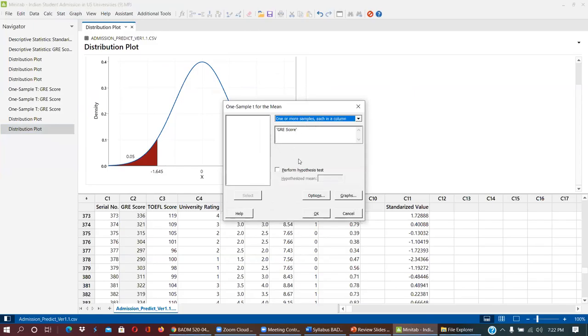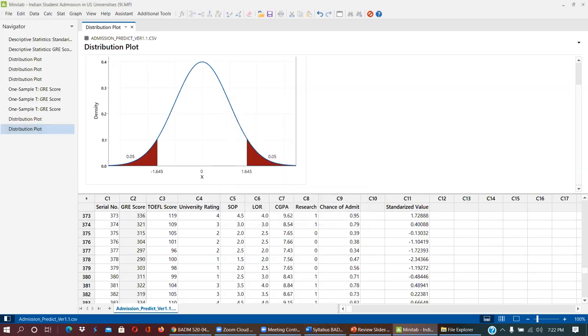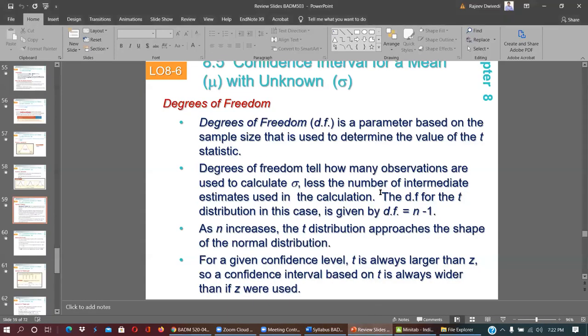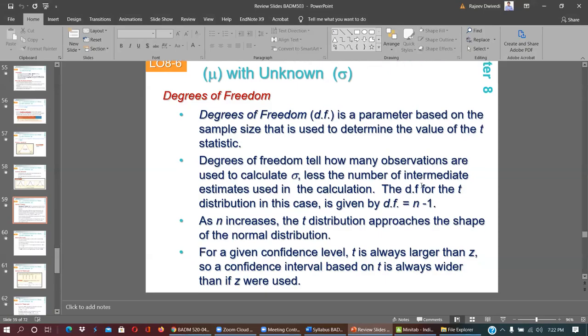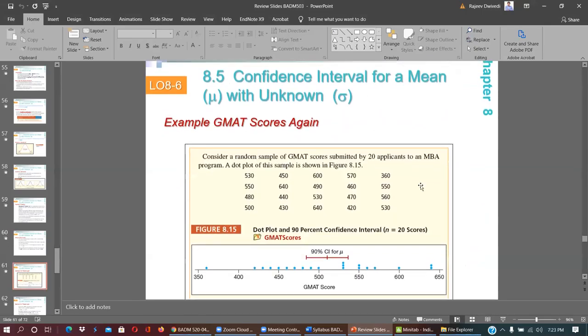Basically, here you don't need to put the standard deviation, and it will directly do that. So the difference between z and t: when you know the population standard deviation, use z, otherwise use t. And after this, degree of freedom is n minus 1. Indeed, if the sample size is 30, then 30 minus 1, which is 29, is the degrees of freedom.